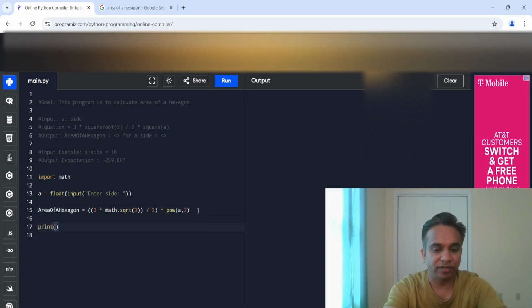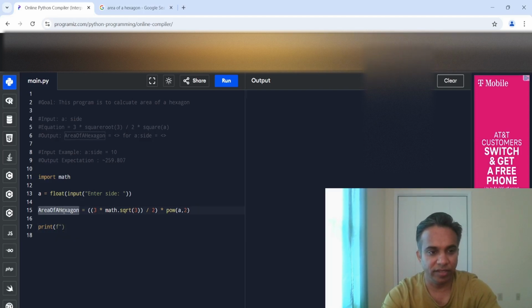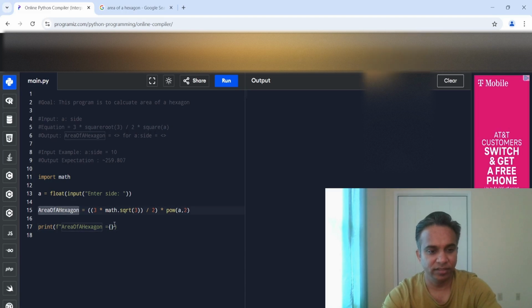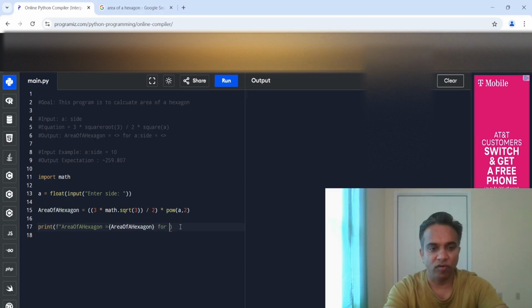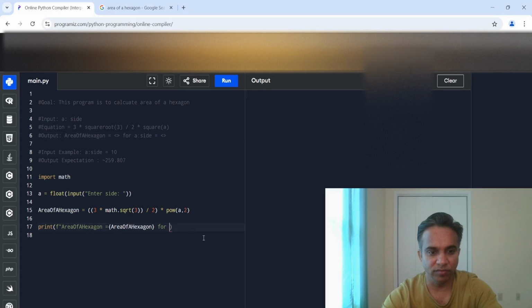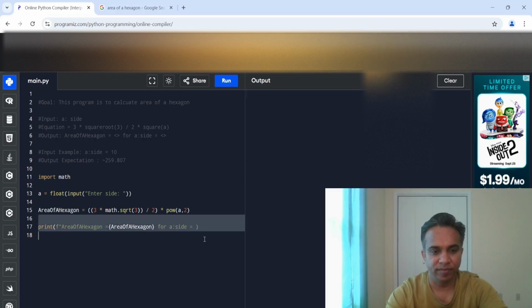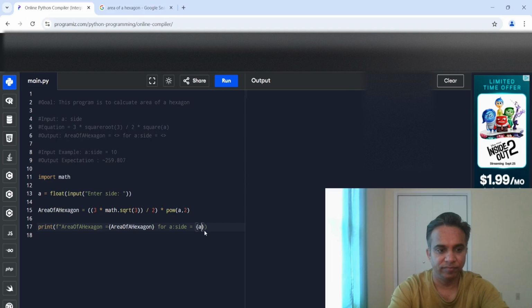And now we print. The format is area of a hexagon equal to, we get curly brackets, area of hexagon for, we just copy paste from the above and replace this with A, and then we close this.